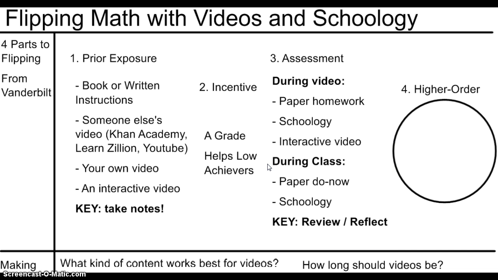Now you've got to somehow measure how they're doing. So there are two ways you could do assessment to see whether or not they're actually doing and understanding this prior exposure. You could have assessment during the video. You give the kids a video, maybe a worksheet to do. So they watch the video, they do the worksheet. You could have kids complete an online quiz on Schoology, so they do the video and they answer questions on Schoology at home. Or you could make an interactive video that's got questions right in that video. Again, that's at the very high end of technology.